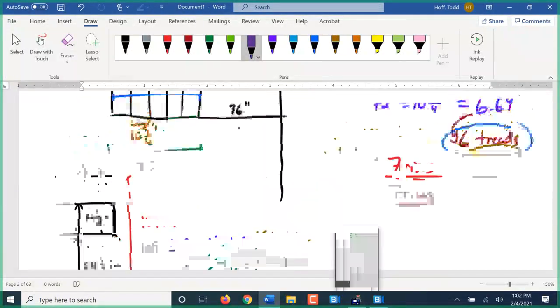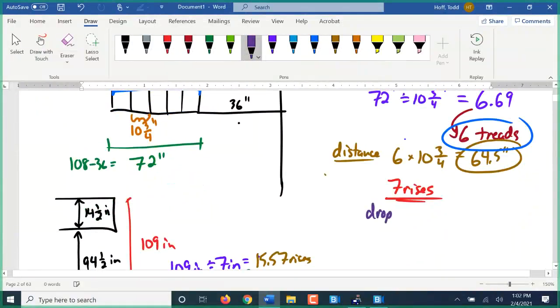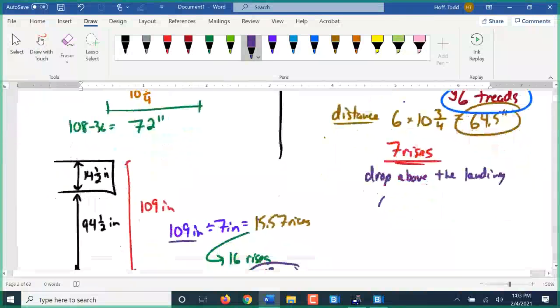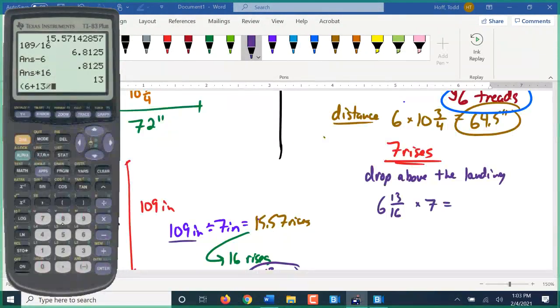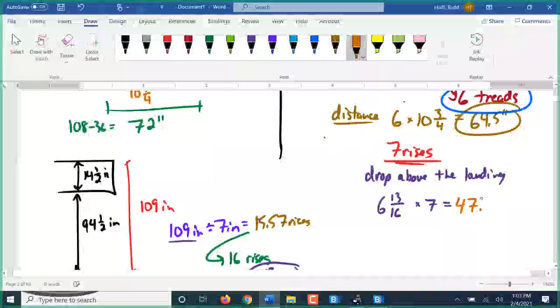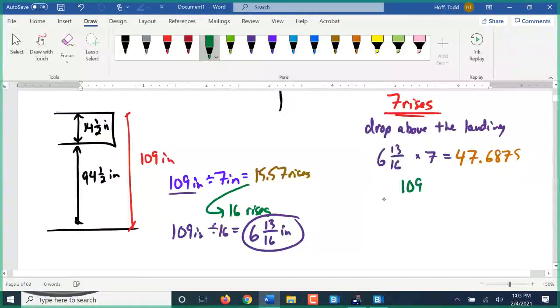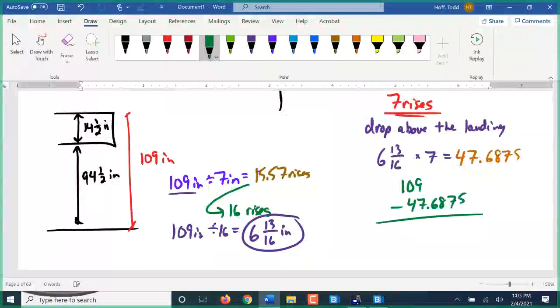So that means the drop for those 7 rises, or drop above the landing, is going to be that 6 and 13/16 times the 7 rises, which is going to be 47.6875. Then that means the drop below the landing is our 109 inches minus the 47.6875, which is going to be 61.3125 inches.